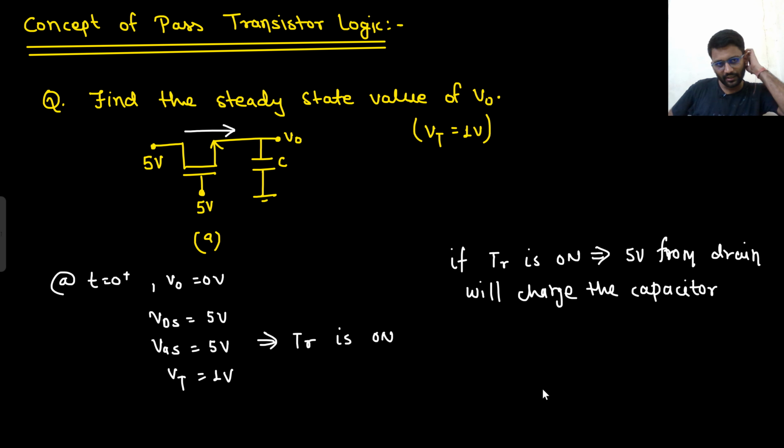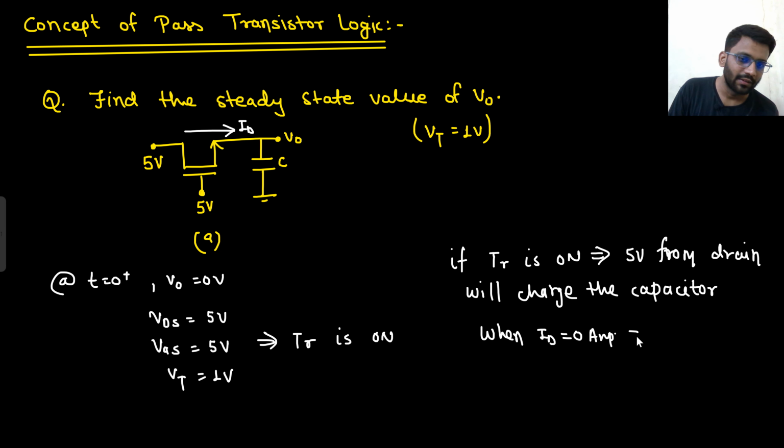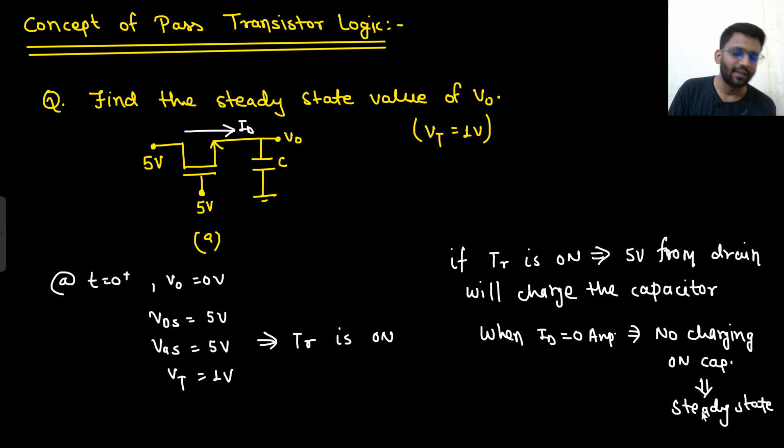Now till what voltage will it charge? The capacitor is getting charged with the ID current. When will this ID be 0? When ID equals 0 ampere, there will be no charging on the capacitor. That means you have reached the steady state. If ID is not equal to 0, that means there will be charging.